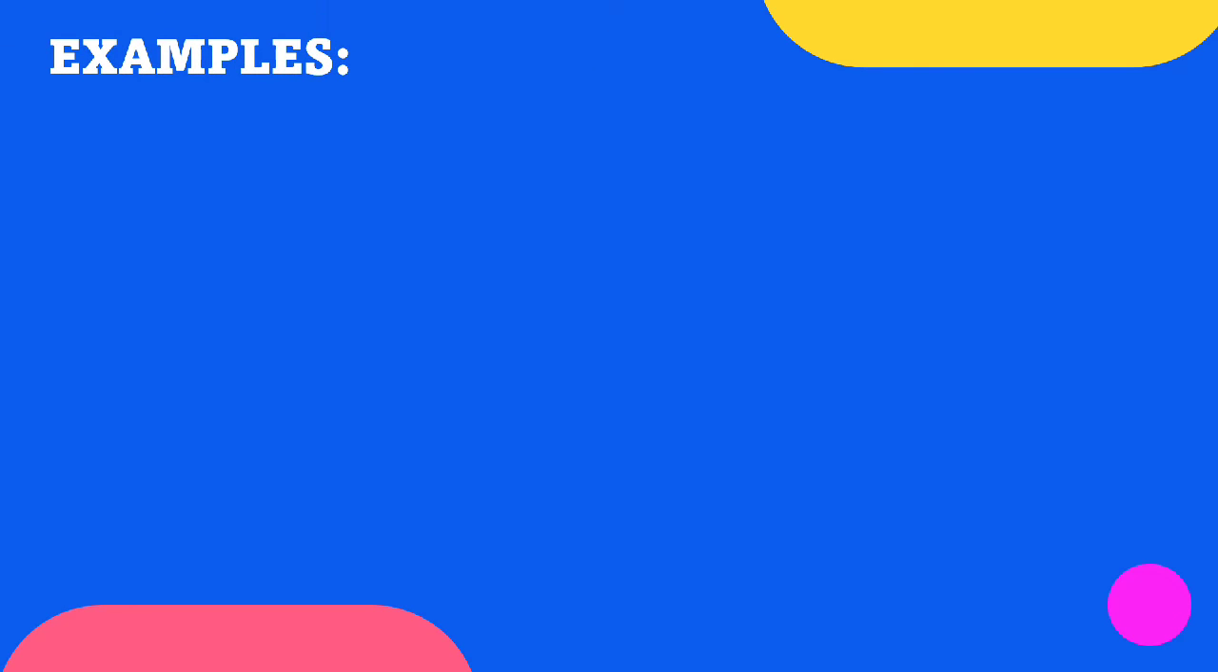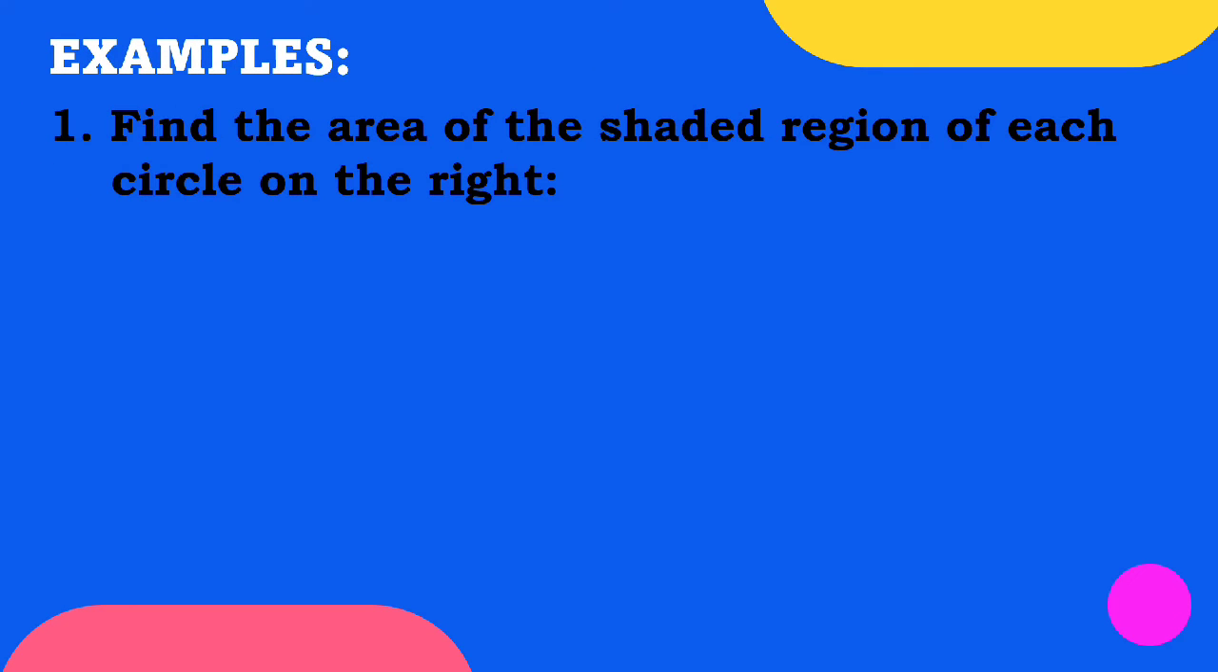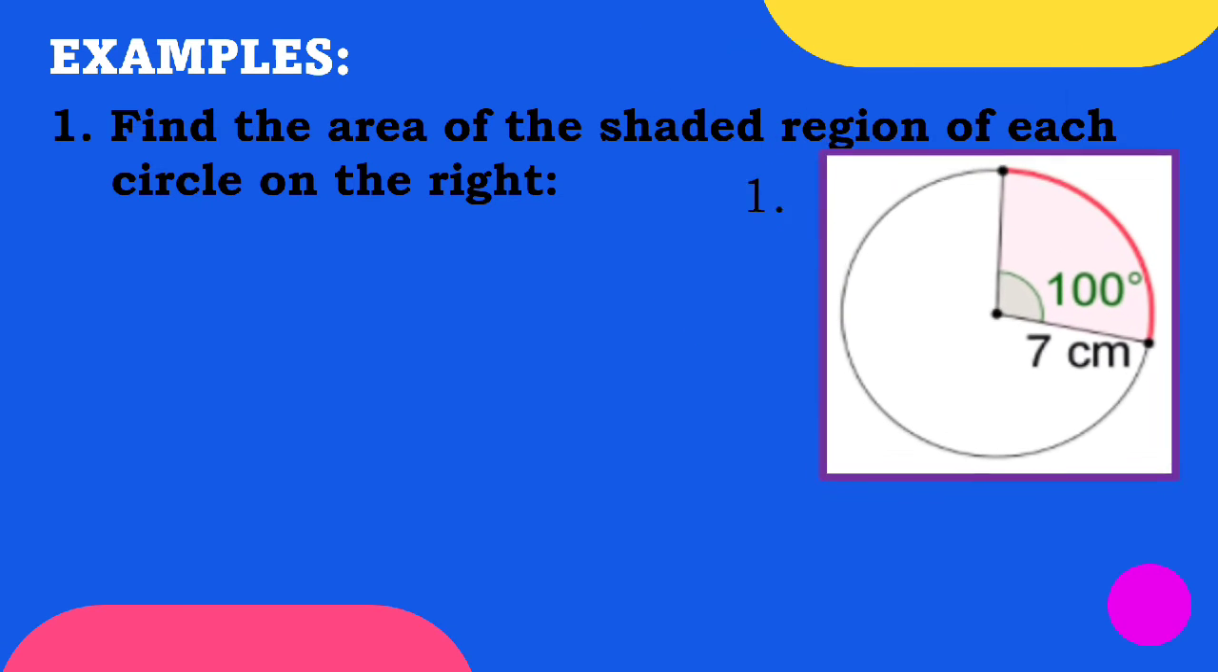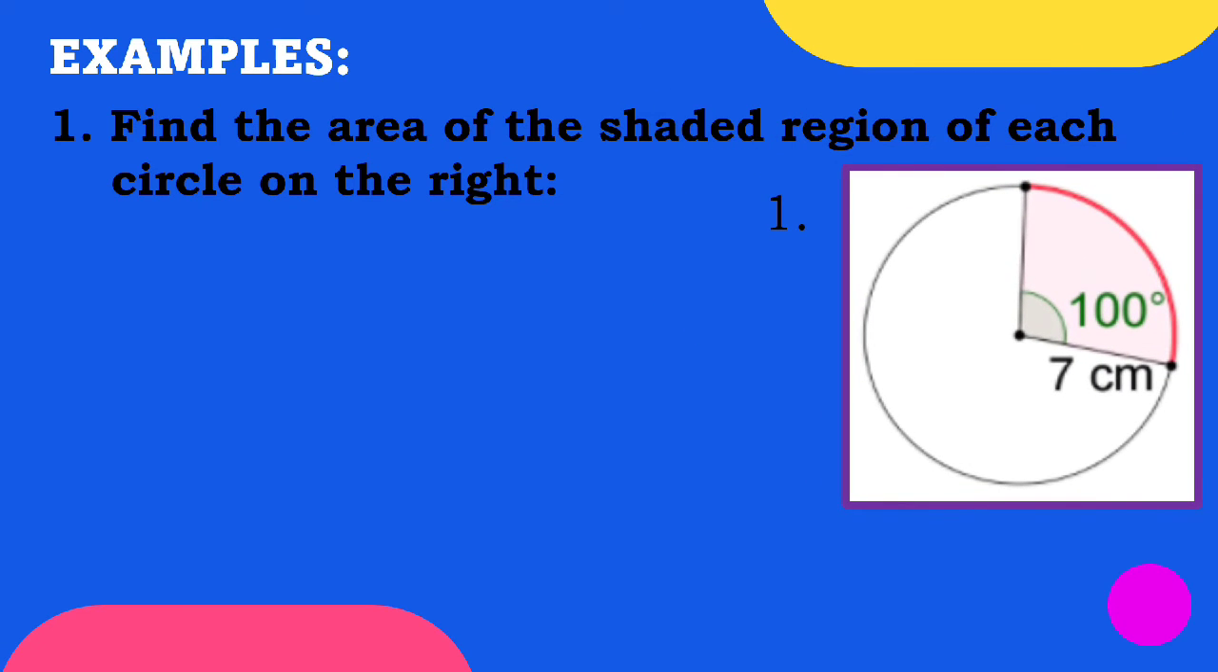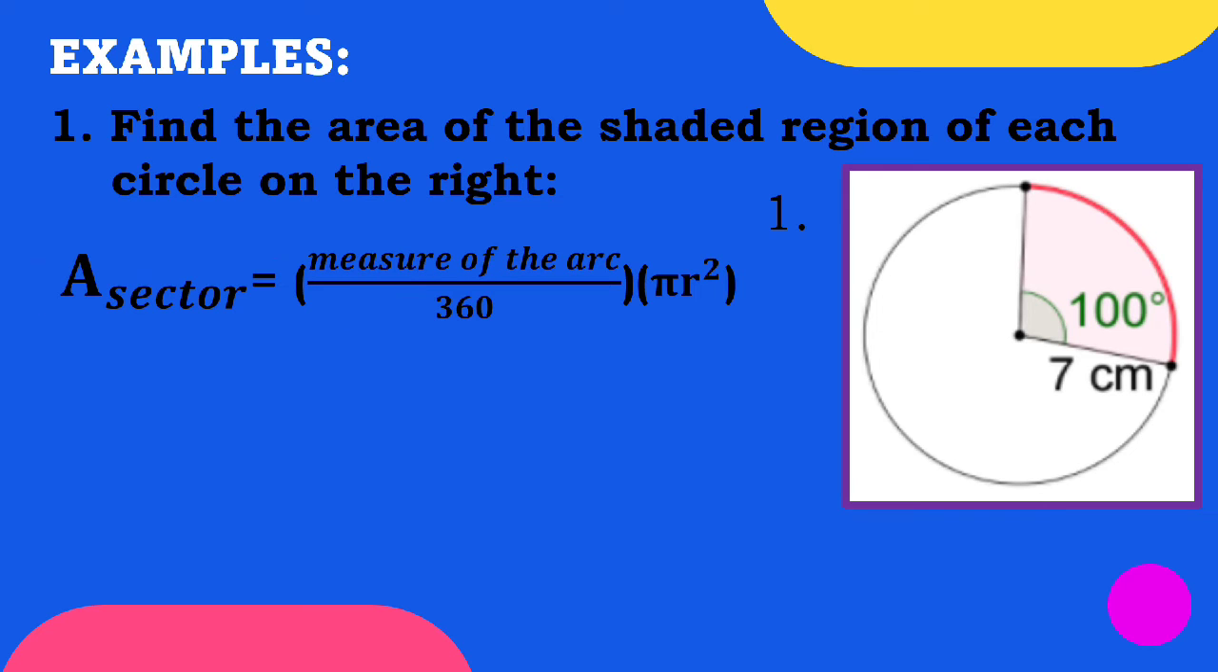To apply the concepts, let's have the following examples. Number 1. Find the area of the shaded region of each circle on the right. Given the circle on the right, there is a central angle measuring 100 degrees. The arc intercepted is also equal to 100 degrees, and the radius is 7 centimeter.